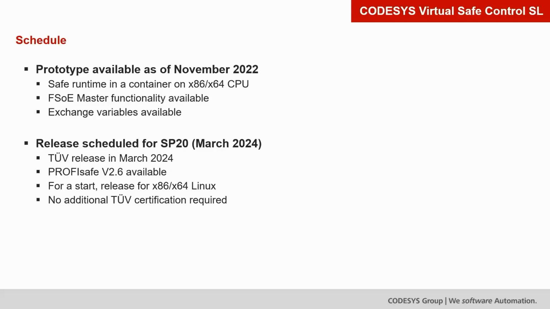The release is planned for SP20 in March 2024. There we will have the TÜV release. We will provide the PROFIsafe version 2.6 protocol. And as a first product, it will run on Linux x86 or x64. And the idea is to do the whole certification with the TÜV, so that users don't have to do any qualification at the TÜV anymore.